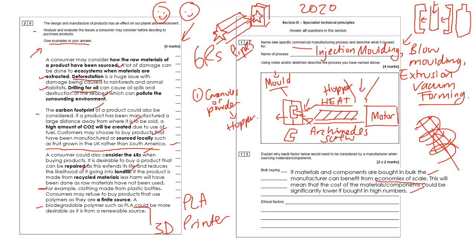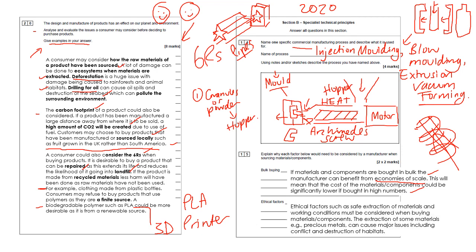Ethical factors of buying materials and components. So you might want to think about where they're coming from, how the workers are being treated, if you are depleting a finite source. So this is the example I have written. Ethical factors such as the safe extraction of materials and working conditions must be considered when buying materials or components. The extraction of some materials, for example precious metals, can cause major issues including conflict and destruction of habitats.